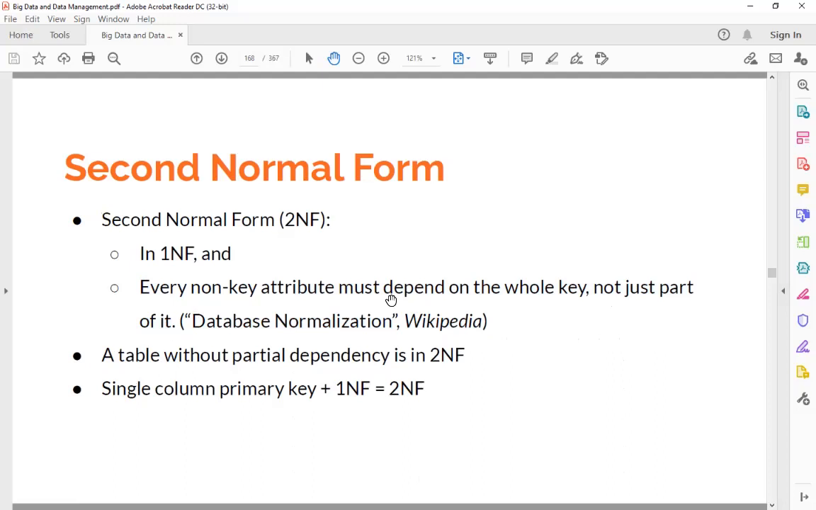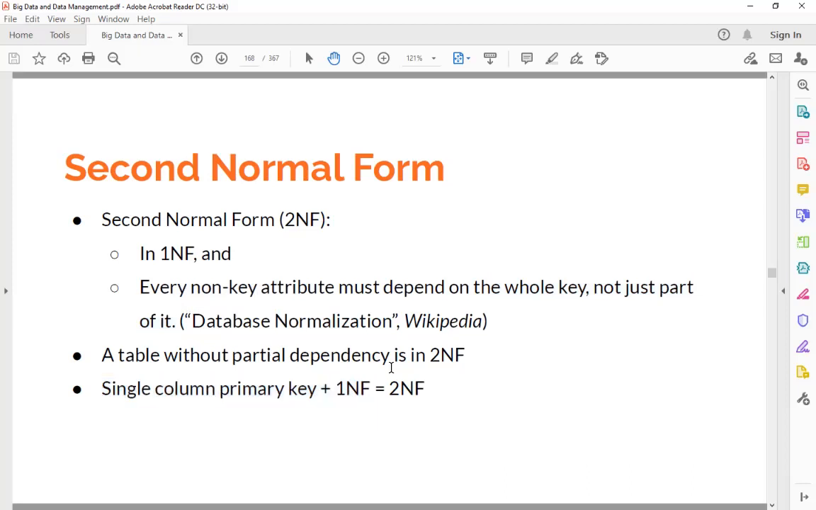Note here, we already said it's dependent on the whole key, not just a part of it. If your primary key is a single column, if you only have one column in your primary key, there's nothing called part of it. The key is the whole key. There's no part. So in this case, if you are already in first normal form and you only have a single column, then it's automatically second normal form compliant.